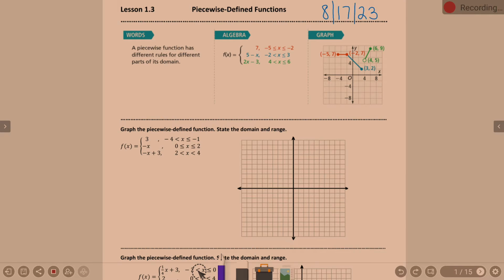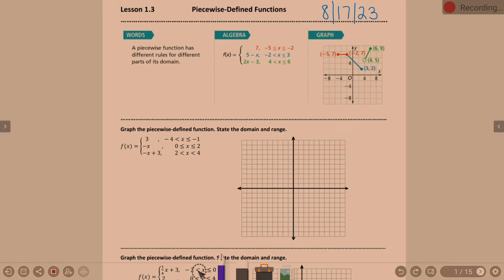Like if I was going to type this into Desmos to graph it, or my graphing calculator, I can't just type one equation. I have to type these pieces. So a piecewise function has different rules for different parts of its domain. And that's what you're looking at here: each of these pieces is defined on certain x values.